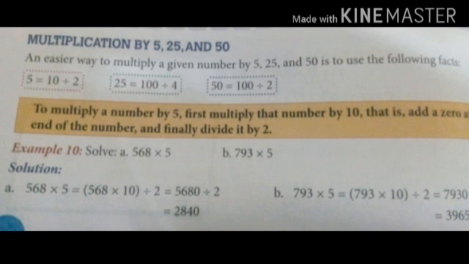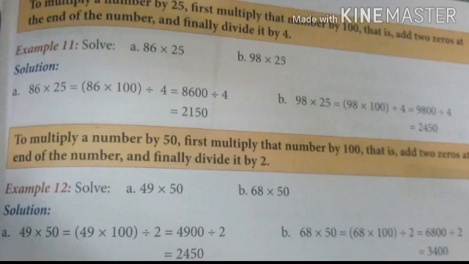B: 793 into 5. 5 is given, so we multiply 793 with 10. It gives 7930. Finally, we divide by 2. The final answer is 3965. To multiply a number by 25, first we multiply that number by 100, that is, add 2 zeros at the end of the number, and finally divide it by 4.